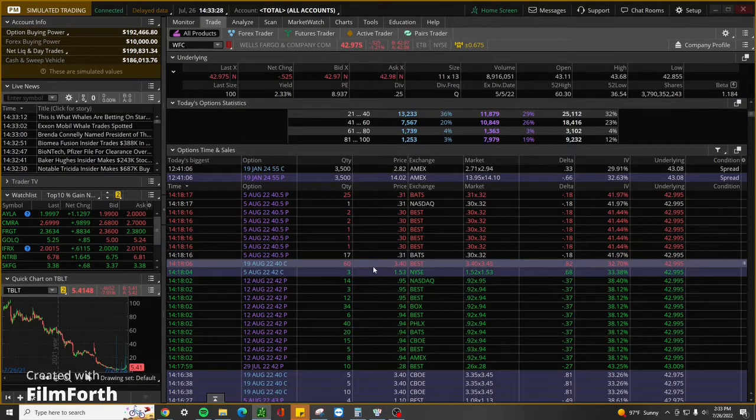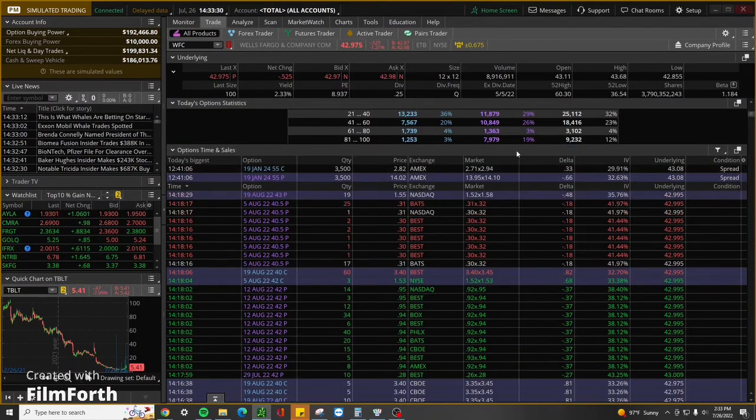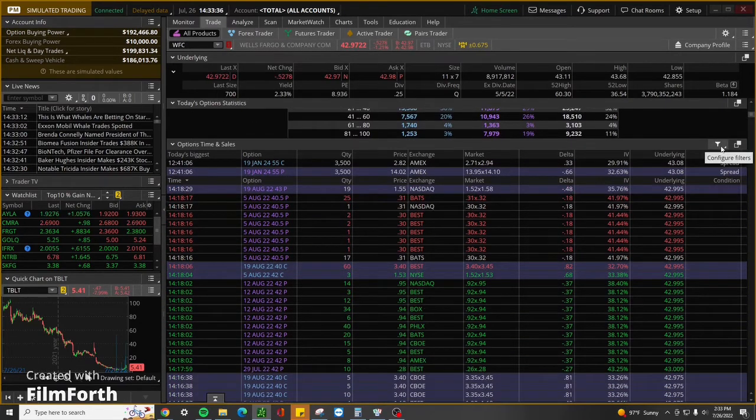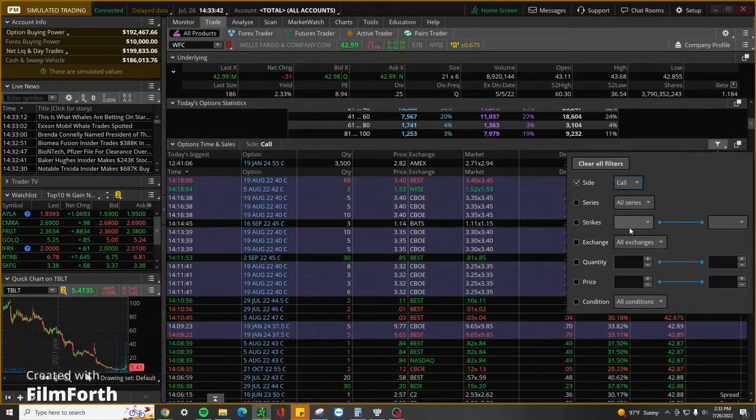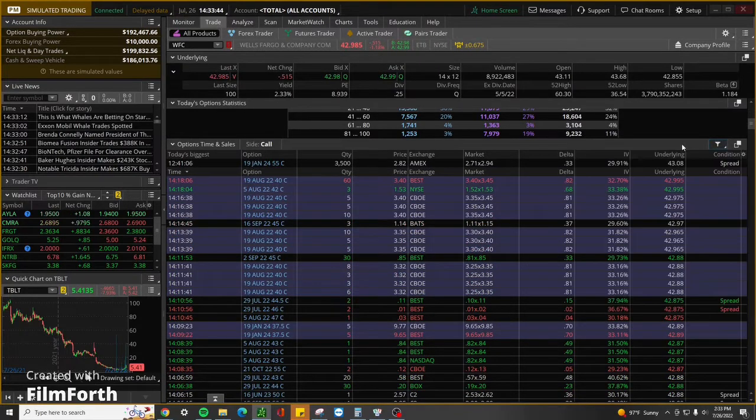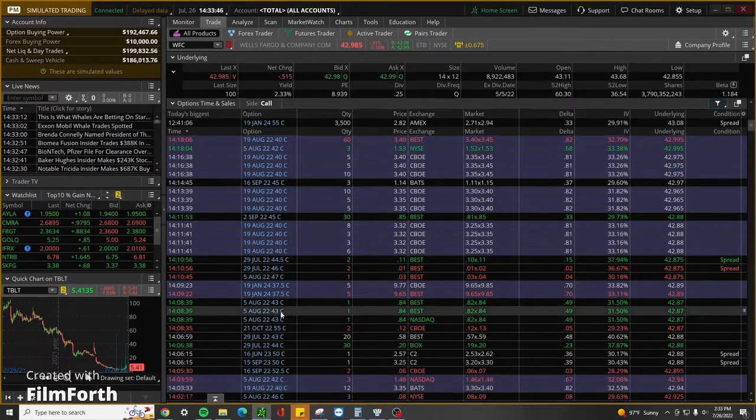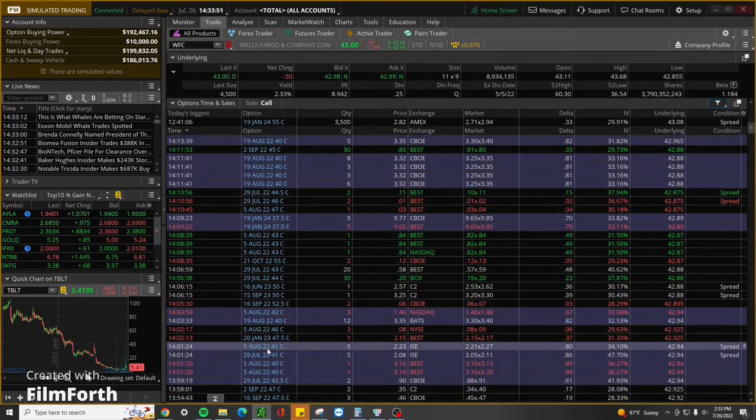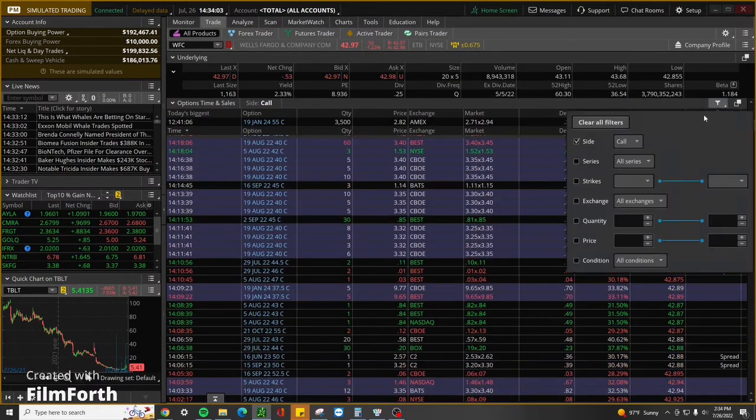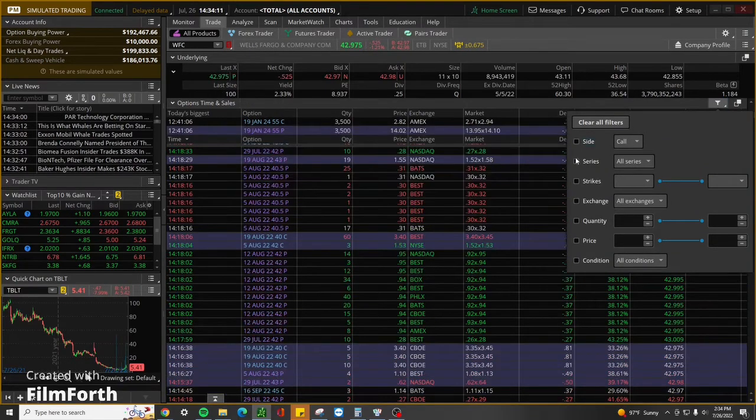This section also comes with filters that allow you to filter through all this data. I know it's a lot of data to look at. So if you click on this filter button, it allows you to choose which side perhaps you want to look at. If you want to look at calls only, it filters out to show you only the calls. Notice how the option series are highlighted in blue. That refers to calls.